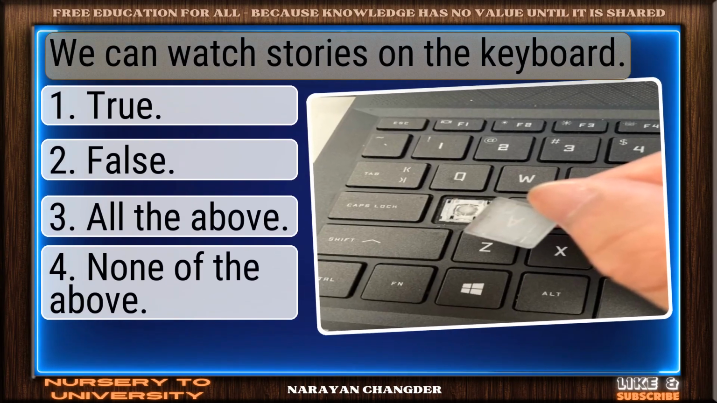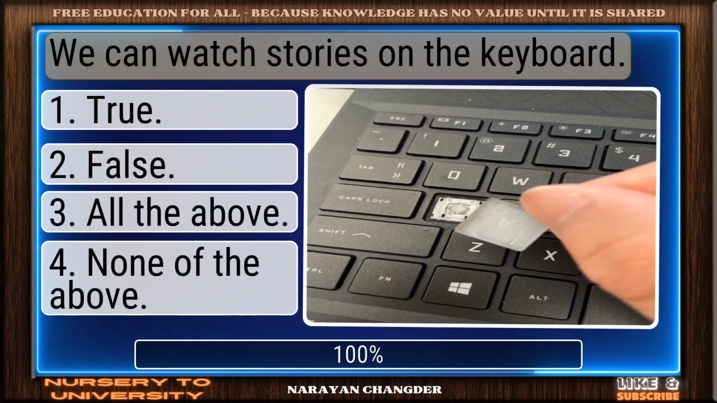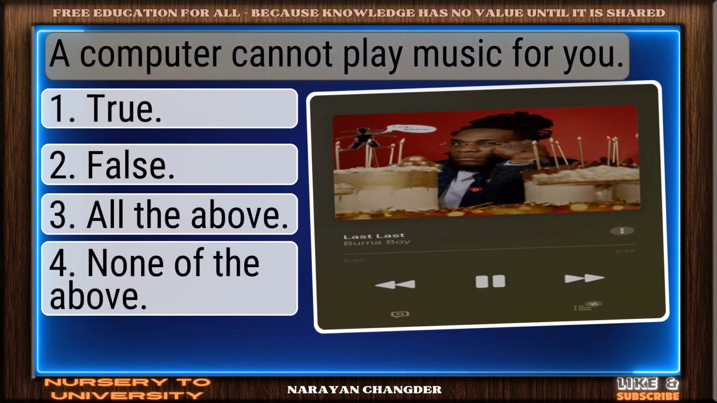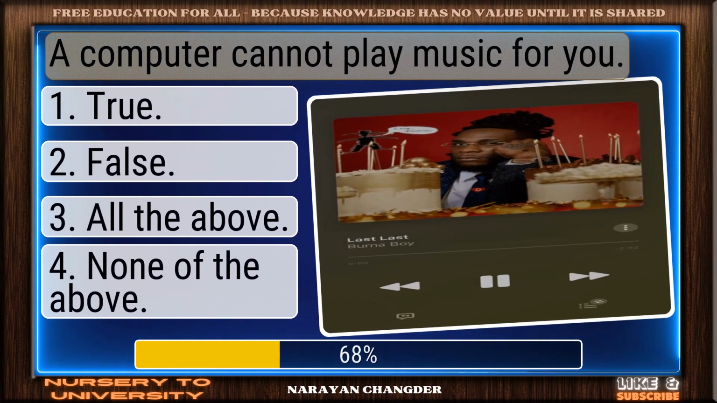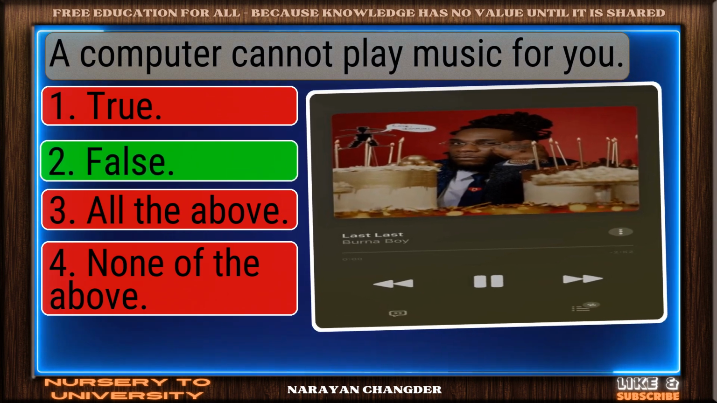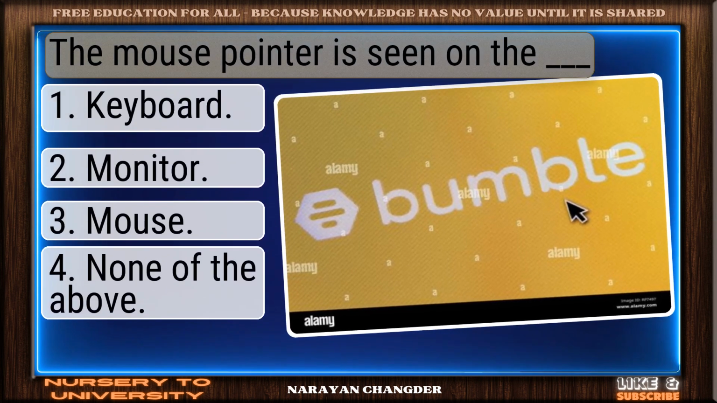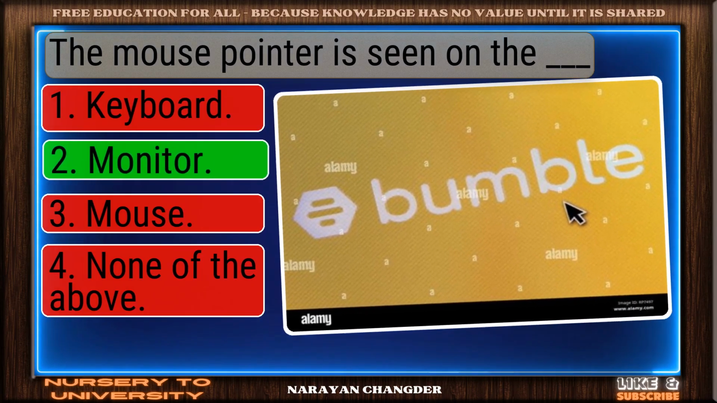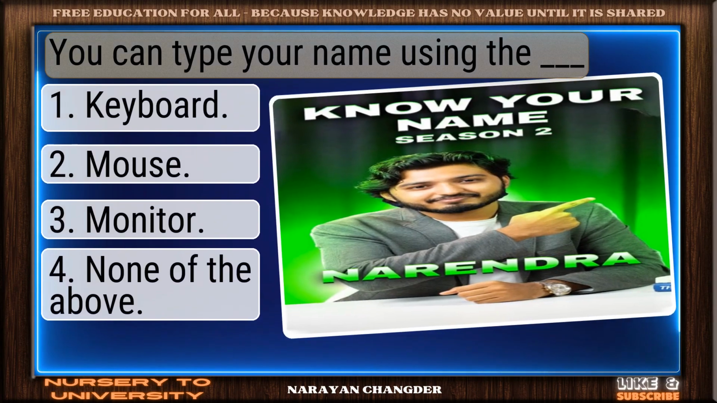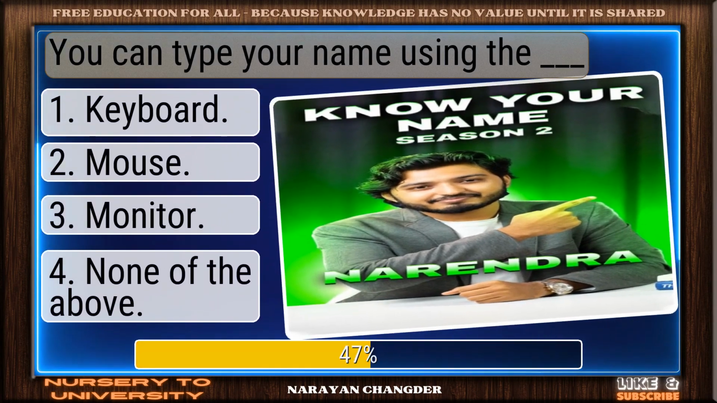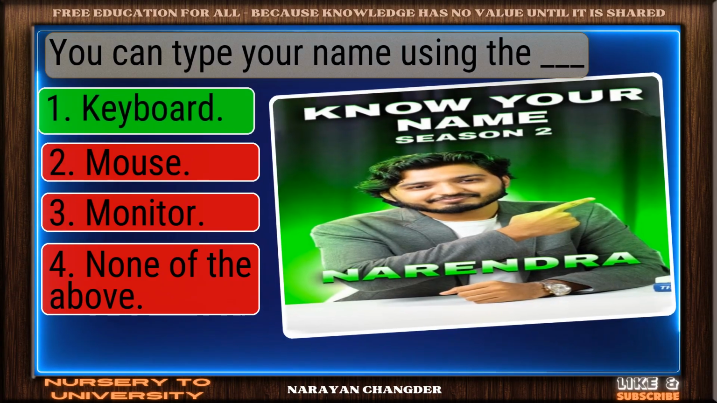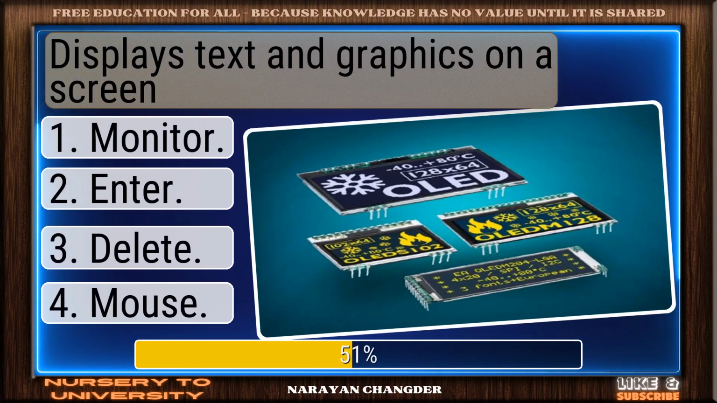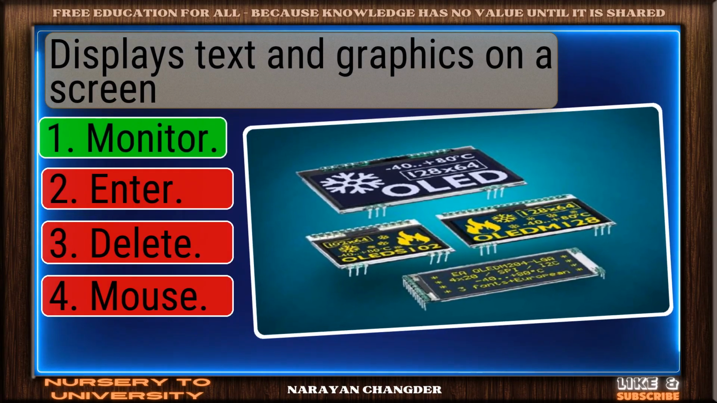We can watch stories on the keyboard. Correct response. False is accurate. A computer cannot play music for you. You got it. False fits. The mouse pointer is seen on the dash. Great thinking. Monitor is right. You can type your name using the dash. You're right. Keyboard is correct. Displays text and graphics on a screen. Correct. Monitor is spot on.